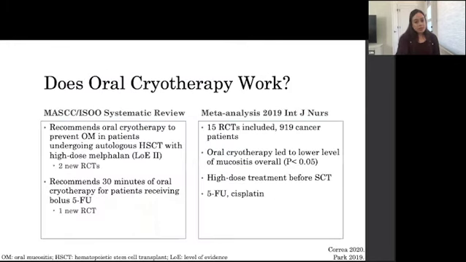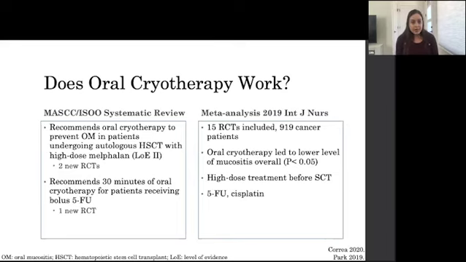Now, an interesting question again is, does oral cryotherapy work? What that is specifically is essentially having the patient chew on ice chips while they are receiving chemotherapy that can potentially cause mucositis. And more evidence for use of this is available in the severe mucositis setting. But again, evidence is limited overall, unfortunately, but there is enough for some of the guidelines to advocate for use of oral cryotherapy, but in select circumstances.